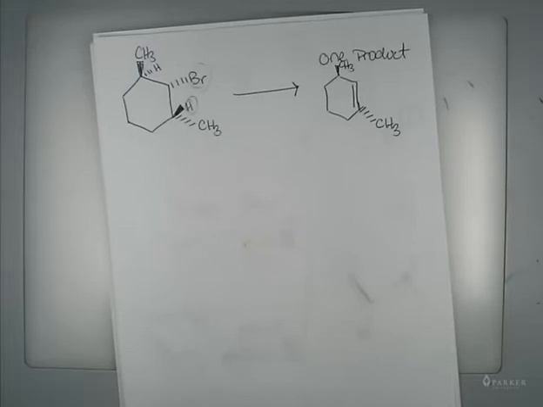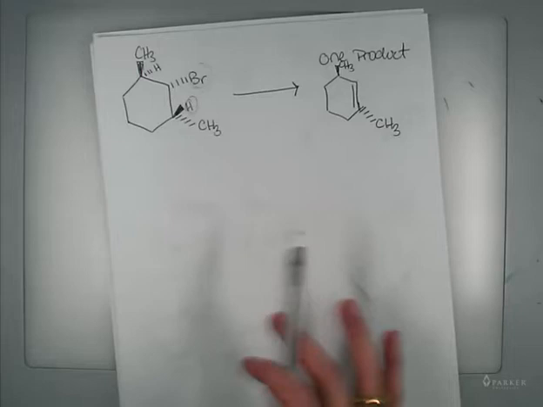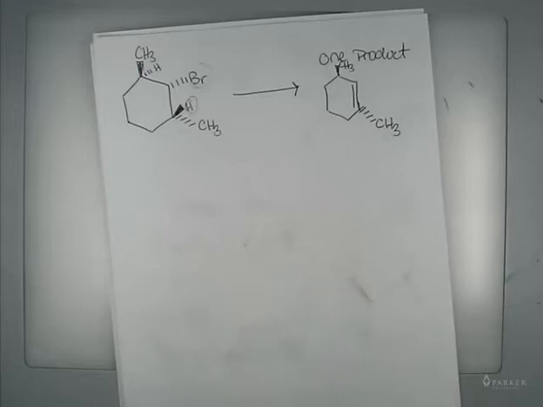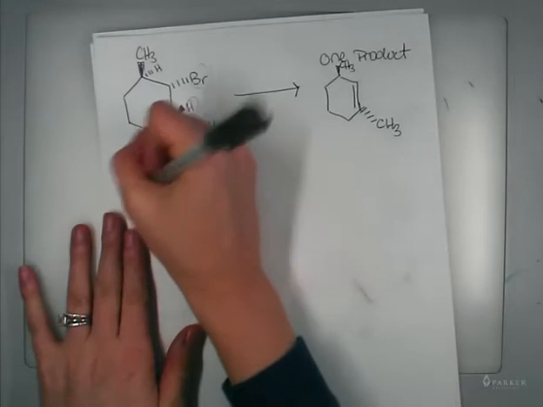So that's it for the E2. So the two things we learned are to look for the Hofmann versus the Zaitsev, and then know that they like to eliminate trans. Then the final thing we learned in chapter 7 is E1.